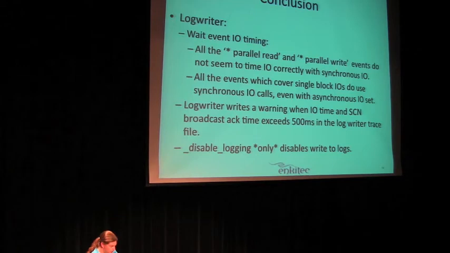And all the parallel read and parallel write wait events do not seem to time I/O correctly with version 11, at least up to 12.1.0.1. I come to the 12.1.0.2 in a minute. And all the events which cover single block reads are timed correctly. If there is an issue with either writing or communicating with other log writers in RAC, it will give a warning in the trace file of the log writer. This is truly something interesting. And disable logging only disables the write to the log files. It doesn't disable anything else.